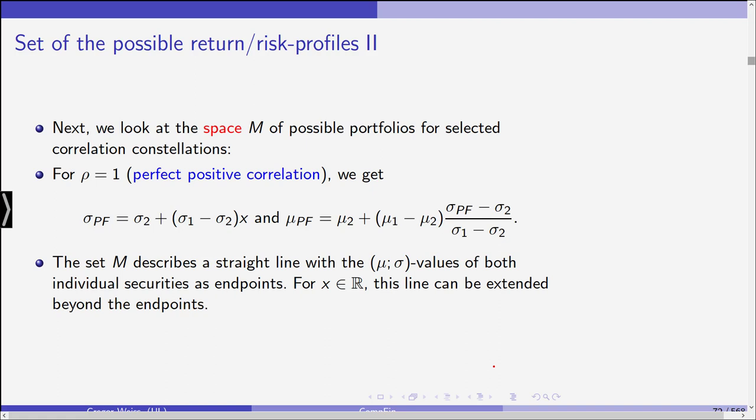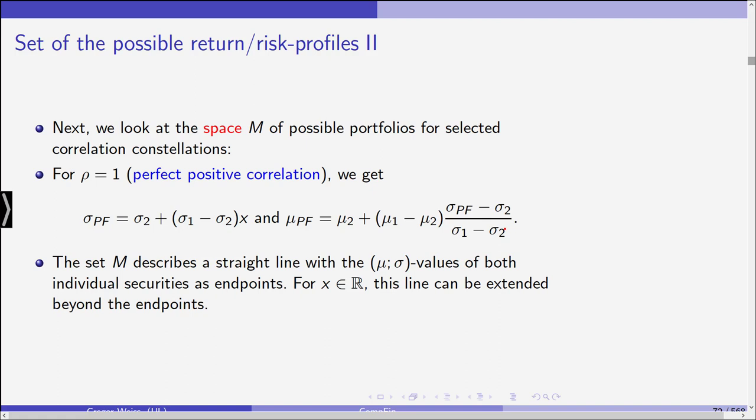First of all, for rho equal to 1. For rho equal to 1, you simply insert 1, and you get sigma 2 plus (sigma 1 minus sigma 2) x. And if you solve for mu, mu 2 plus and so on. What you can see from this definition, maybe you can see this, maybe you don't, is that the set M describes a straight line with the mu sigma values of both individual securities as endpoints.